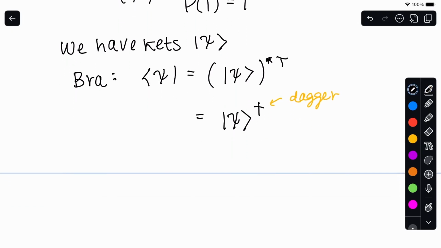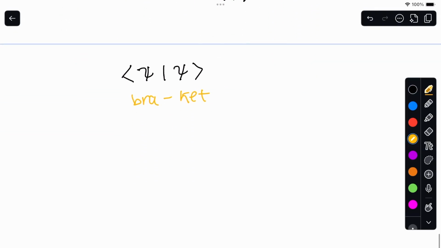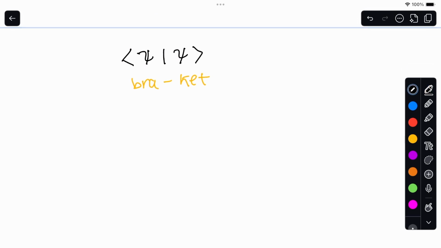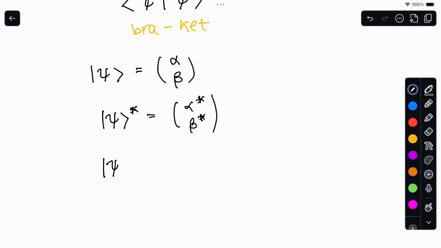And you can also see why this is called bra-ket notation, because if you put something like this together, now you have a bra and a ket. So what does the bra psi look like? If our ket psi is alpha, beta, then if we take the complex conjugate, we'll have alpha star, beta star. And if we take the transpose of that, we'll get a row vector. And this is our bra psi.